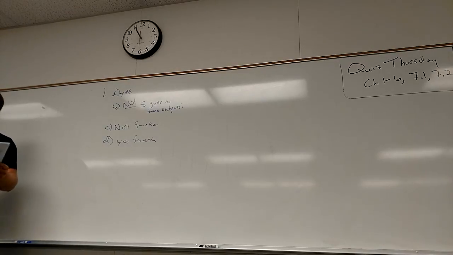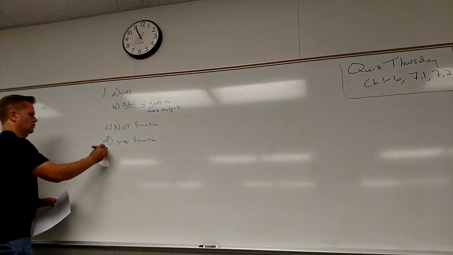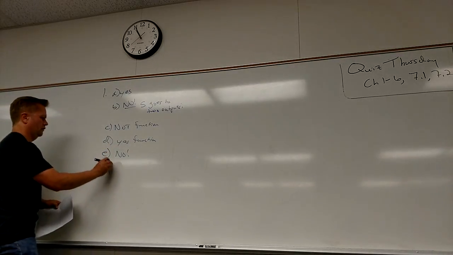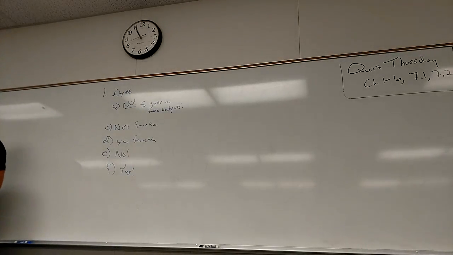E. No, not a function. It does not pass the vertical line test. It's a circle. They're beautiful, but they're not functions. F? Yes. There's no vertical line that goes through more than once. So that is a function. That is specifically some kind of a cubic function.